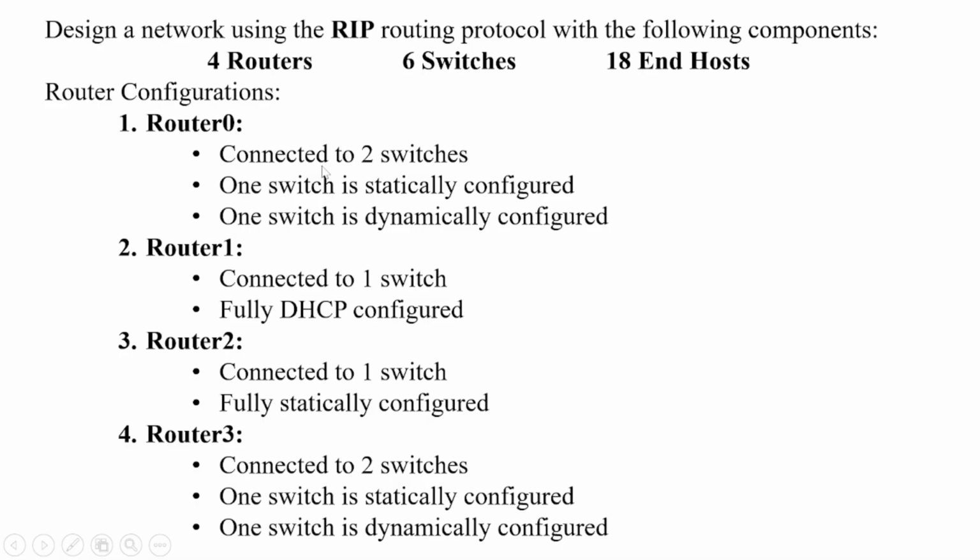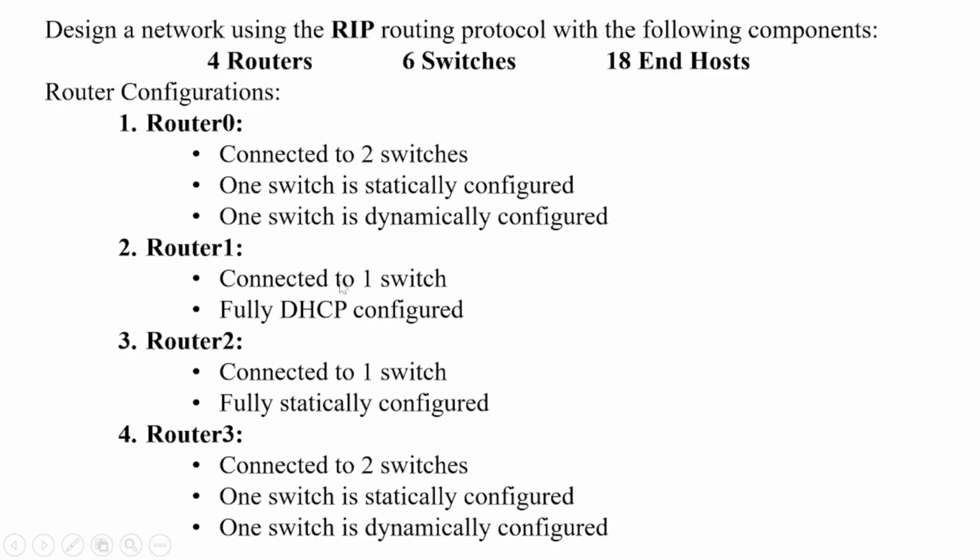Router 1 is connected with 2 switches. One switch is statically configured and one switch is dynamically configured. Each switch has its own network. In one network, all hosts are statically configured, and in the second switch, all hosts are dynamically configured.